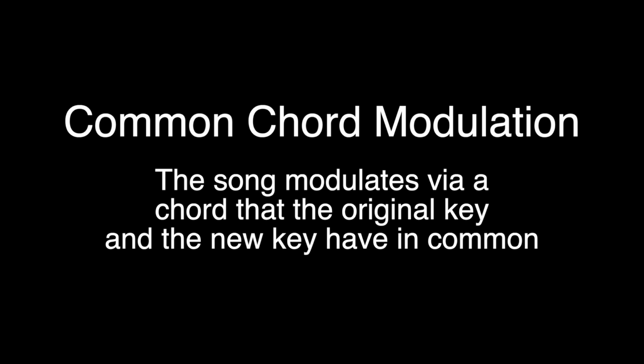Common chord modulation is where a song modulates via a shared or common chord that the original key and the new key have in common. And that chord is called the pivot chord. So the pivot chord acts as the point that the original key modulates to the new key. So say, for example, you're in the key of C major and you want to modulate to D major. So what are the chords that are common to the keys of C and D?